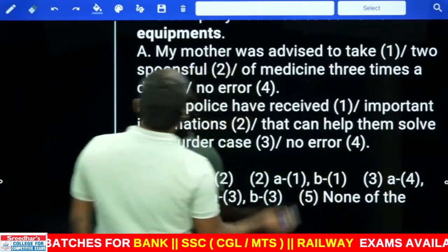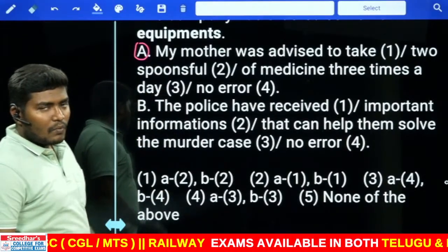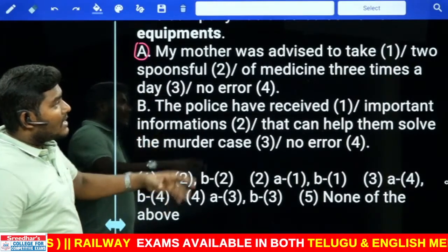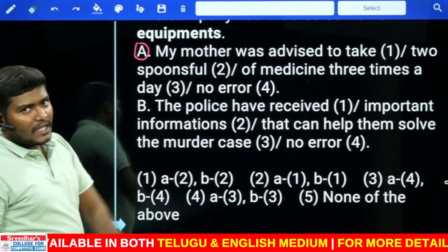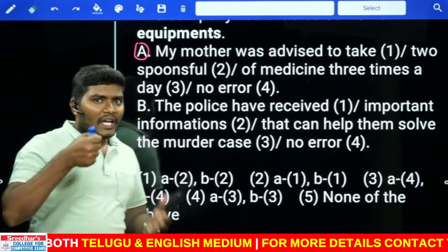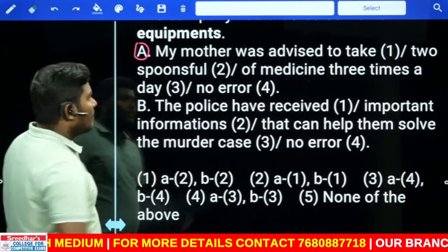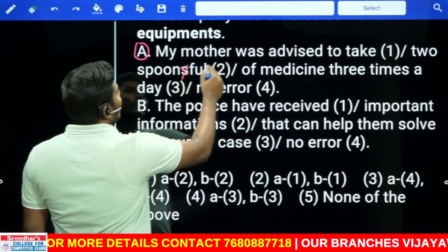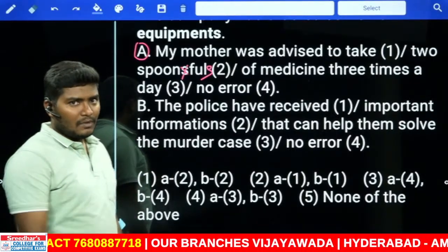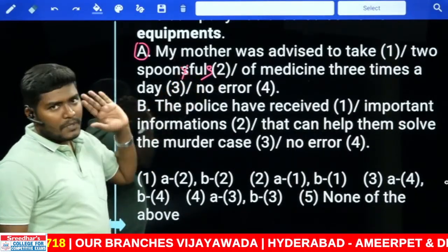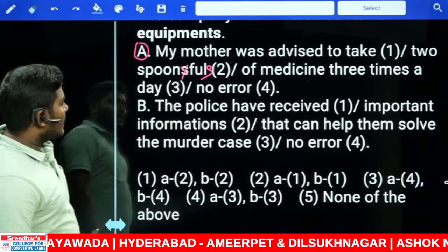Let us check the A statement. What is the A statement? My mother was advised. What was she advised about? She was advised to take 2 spoonsful. This is where we need to be very careful. When you are speaking about anything related to spoonful or cupful, the plural form should be added to the last section, that is spoonfuls, not spoonsful. Okay, S should not be here, S should be here. That is also a nouns rule only. So first point, we have the error in the second one.